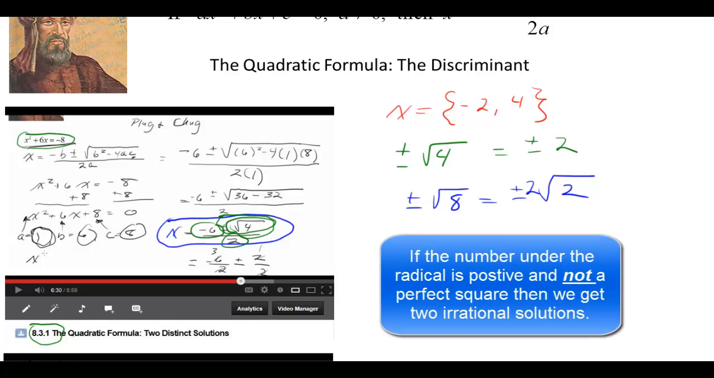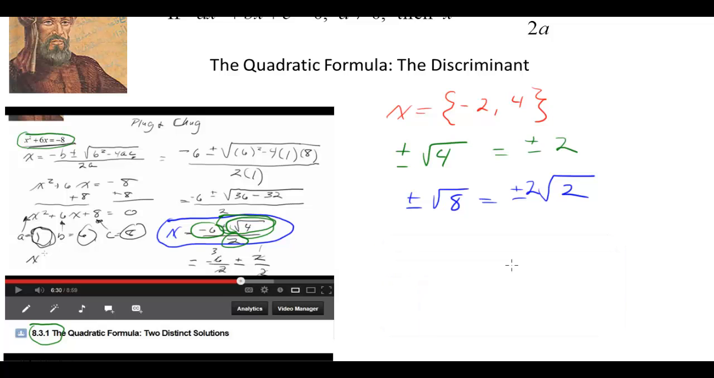So since that's irrational, if we don't have a perfect solution, then we're going to get two irrational numbers. Of course, the assumption is that the square root is positive. Otherwise, something else happens. But let's move on.